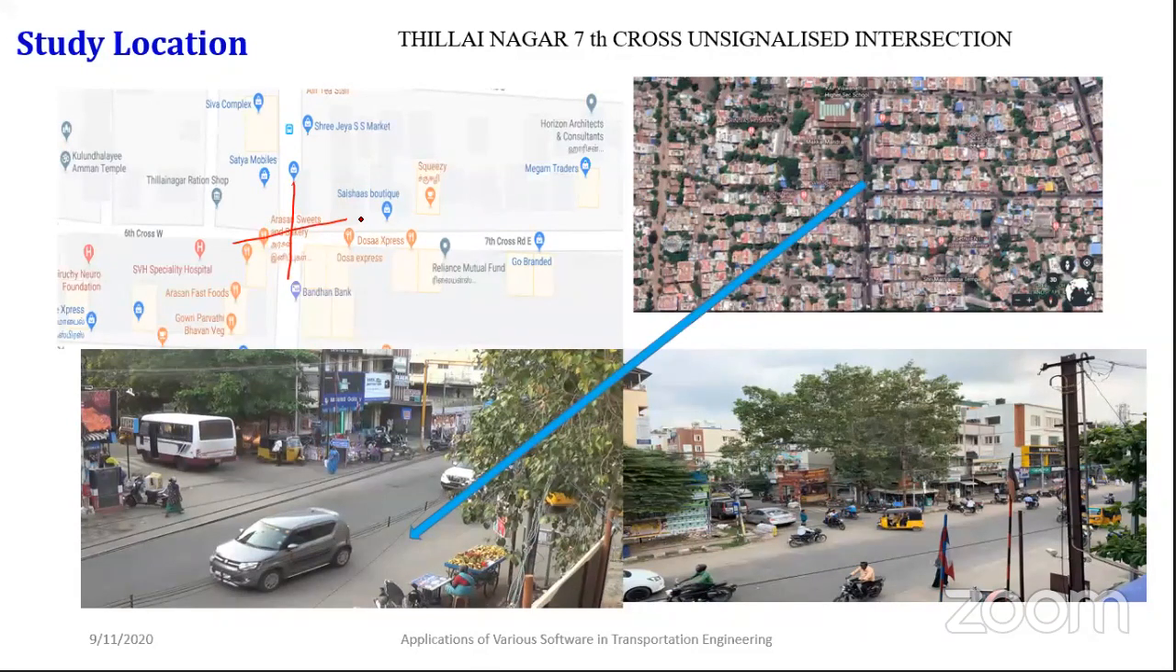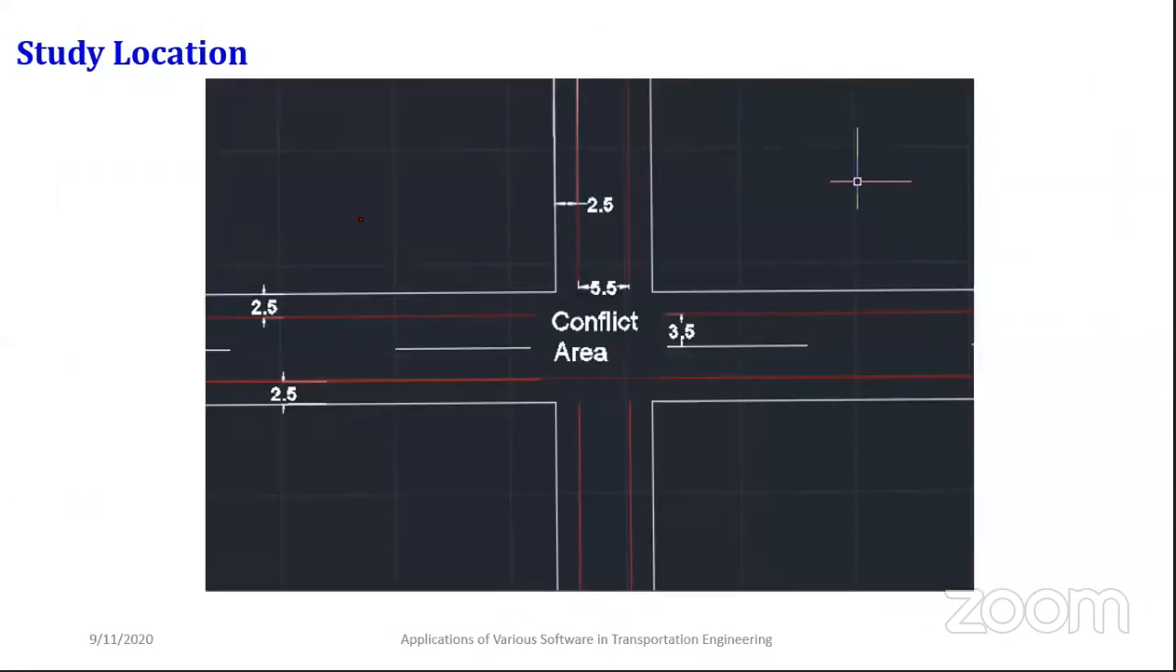Basically, we collect two types of data from the field. One is videographic data, the second is the geometric characteristics. To develop the model in the VISSIM software, you need the geometric data, so all these geometric characteristics we collect from the field. Once you finalize the locations, we can collect 1 hour or 2 hours of video as well as the geometric characteristics. This is the road width which we collected from the field, and we are also able to identify the conflict area for this particular study location.